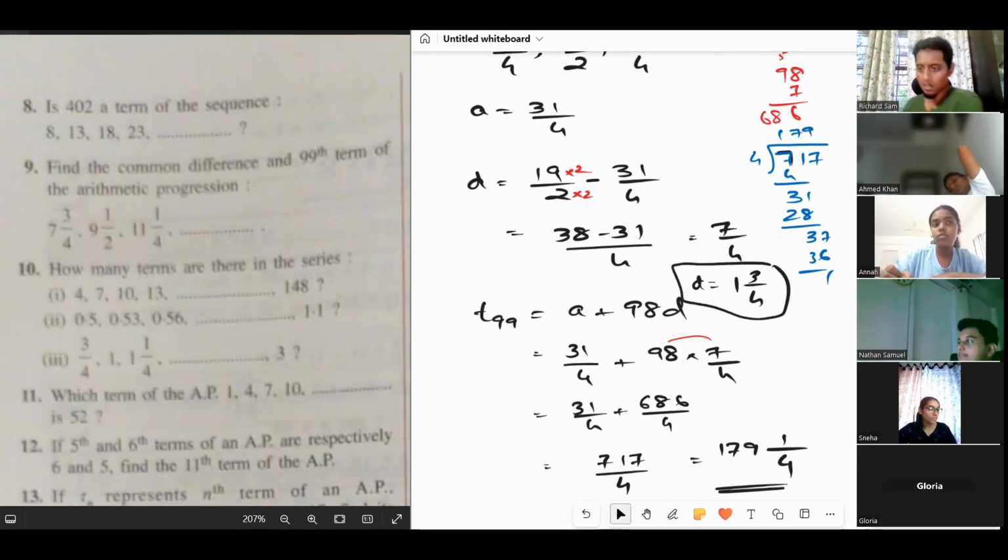Anna, 179 1 upon 4. All right, rejoin the meeting. It's getting over. And if you write 7 upon 4 in the exam as the difference, you won't get full marks. You have to write it as a mixed fraction.